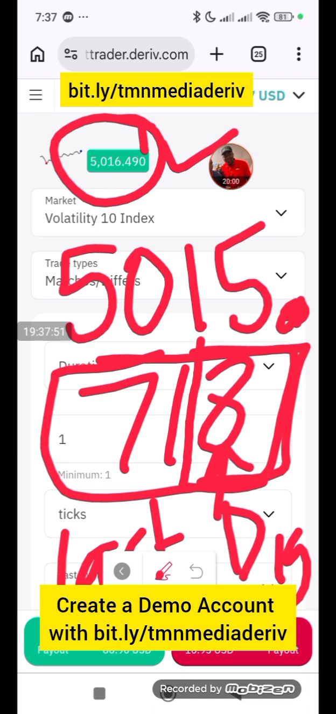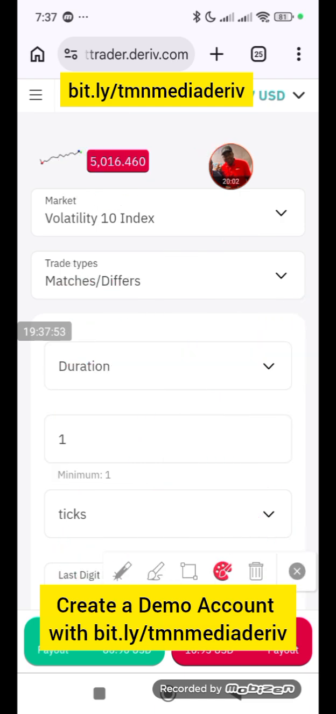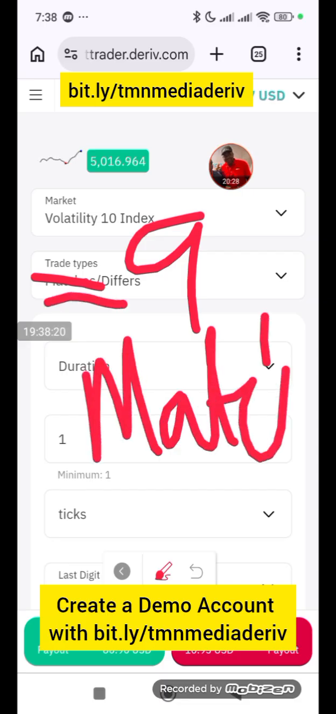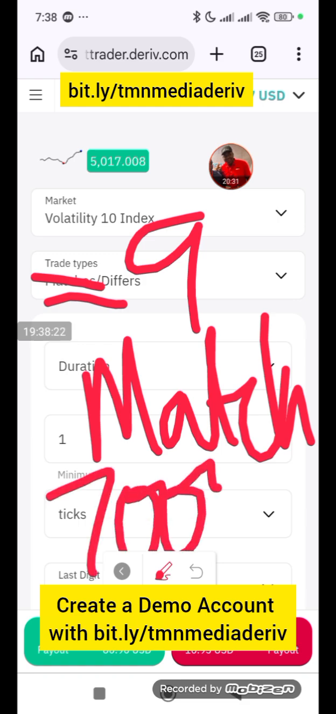What we are now saying is that you can say the next number you want to get is going to be, let's say, exactly 9. We say this digit is going to be equal to 9. That is what it means to say matches. That will give you over 700% return. If you are correct, for each trade you make 700%.